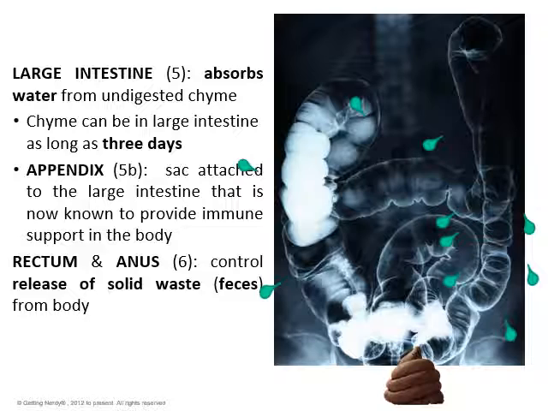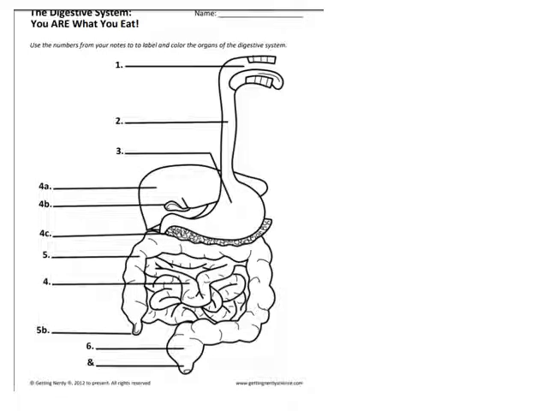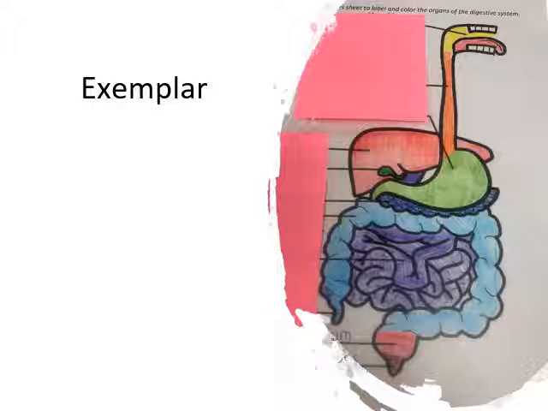The rectum and the anus control the release of solid waste known as feces that are then expelled from the body. This concludes our notes on the digestive tract. Using your notes from this video, you will need to color and label the digestive tract. You may use this example to help you color your digestive system. Once you have completed the notes and the diagram, you are finished with our lesson today.